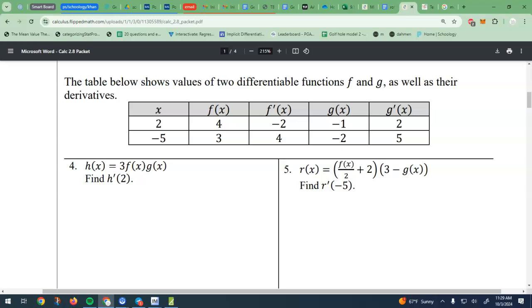So g of 2, I'm only looking at that row right now. G of 2 is negative 1, f prime of 2 is negative 2, f of 2 is 4, and g prime of 2 is 2. And then, negative 1 times negative 2 is positive 2, plus 8, so that's 10, times that 3 out there is 30.